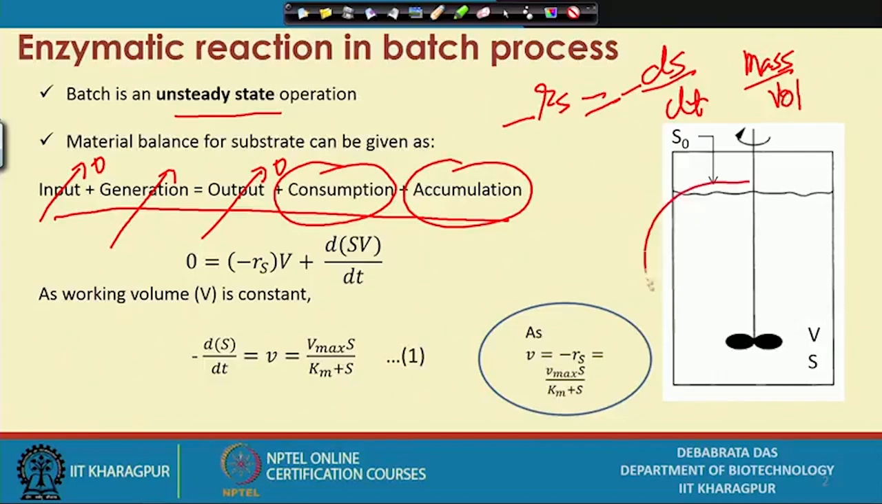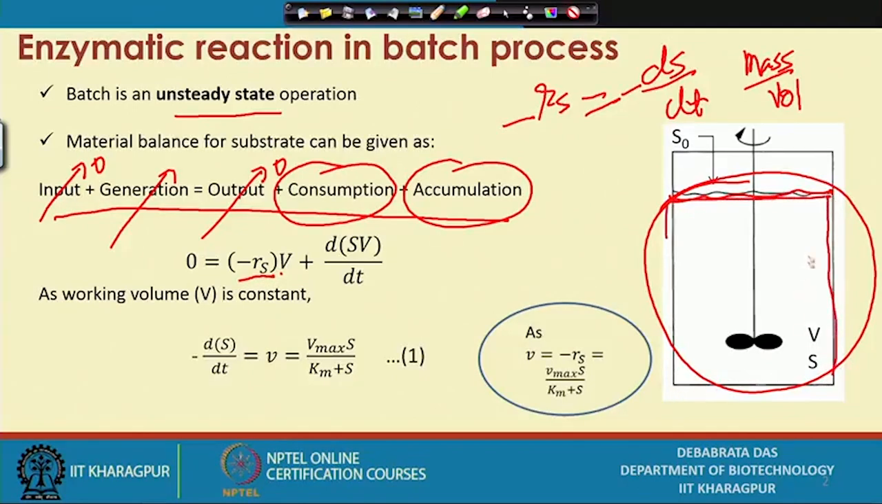So when you do the balance across the whole reactor, your reaction takes place in the liquid phase only. So we shall have to multiply this RS with V to consider all the reaction that takes place in the reaction mixture. So this will be like this. And what will be the rate of accumulation of substrate? S into V, d(S into V) by dt.